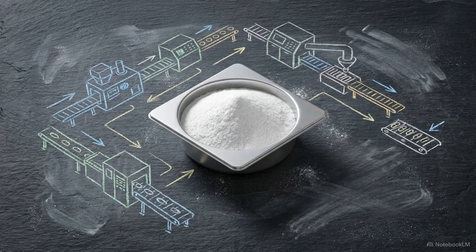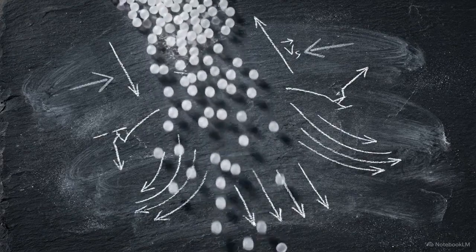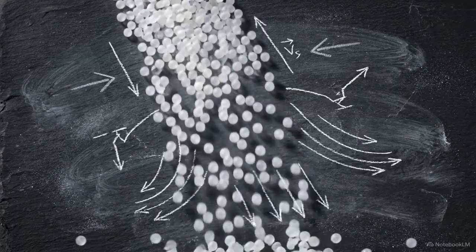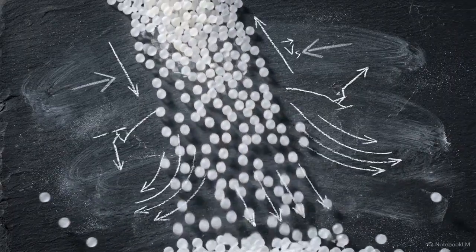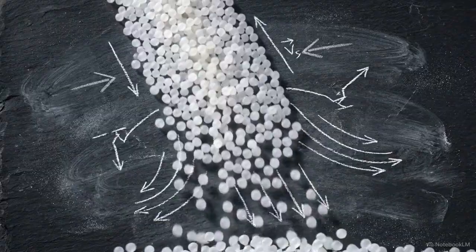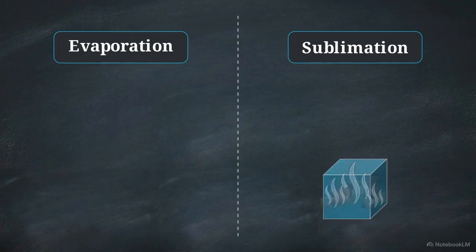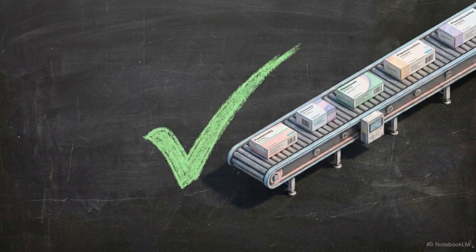For a medication to be stable and easy to manufacture, the raw material must behave predictably. We target a specific state, perfectly uniform, spherical granules that flow freely, avoiding sticky clumps or static charged powders that stall production lines. This state is achieved through drying, the process of removing a liquid, usually water, from a wet product via evaporation or sublimation.